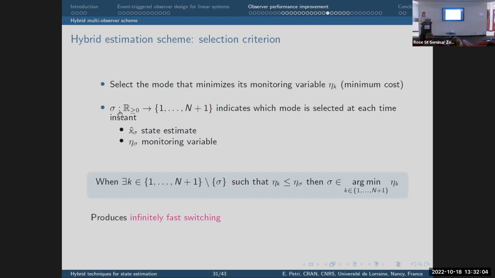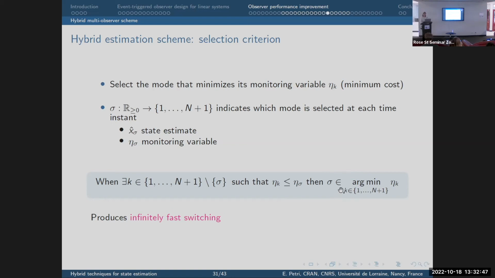And we use a signal sigma to indicate which mode is selected at any time instant. We denote by x̂_σ the state estimate produced by the proposed hybrid multi-observer, and with eta_σ the corresponding monitoring variable. And this is the rule that we propose. In particular, when there exists at least one mode of the multi-observer that has a monitoring variable smaller than eta_σ, it means that there is one mode that is performing better than the mode that we are currently looking at. Therefore, we need to switch the mode we are considering. And so the signal sigma needs to be updated according to this equation that takes the one with the minimum eta, so the minimum cost.